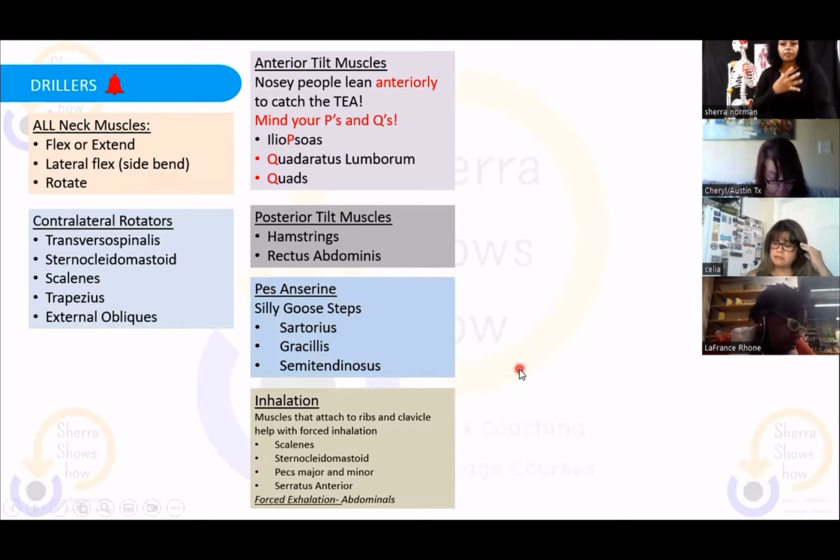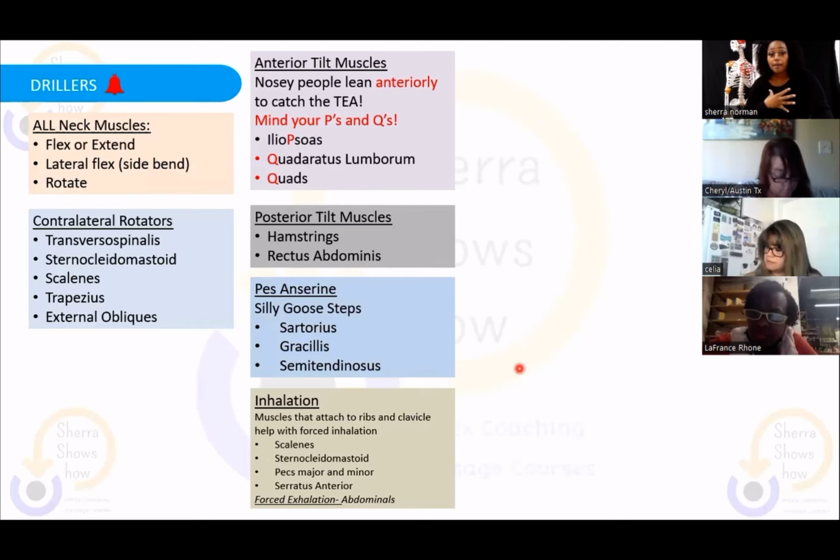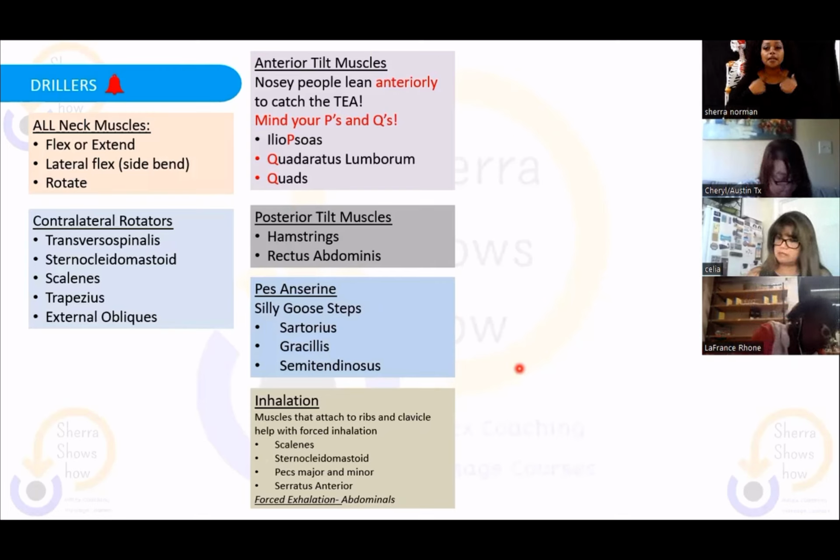Another test point, any muscle that attaches to the ribs is going to help with breathing, okay? Scalenes, sternocleidomastoid, they attach to the ribs. Sternocleidomastoid attaches to the clavicle. Pec major and minor attach to the ribs. Serratus anterior also attaches to the ribs. Those muscles will all kick in when you have forced inhalation. So, you know, when somebody's breathing really deep, you see these muscles get tight right up here because they help elevate the ribs when you need to breathe.